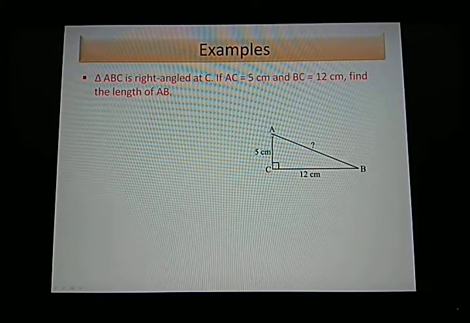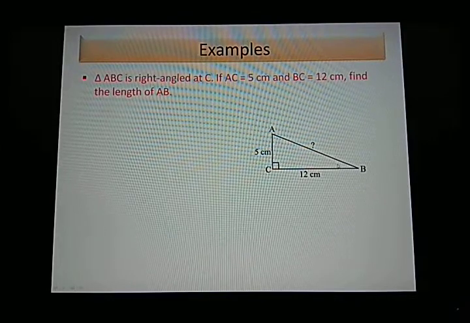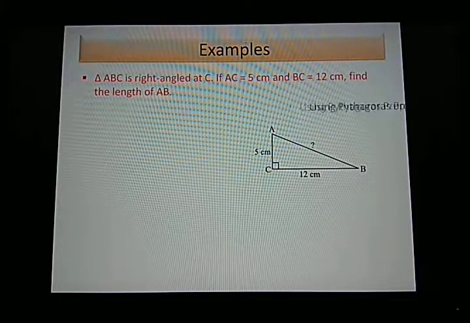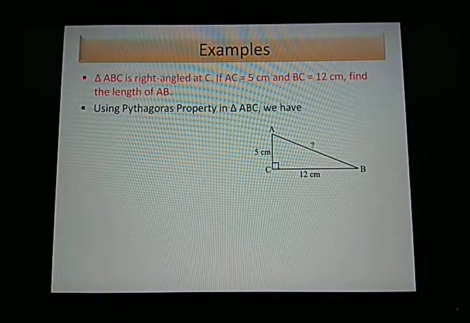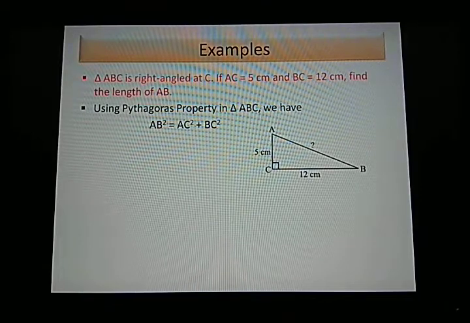Now if you see carefully here, AB is what? AB is the hypotenuse. So we can use the Pythagoras theorem here, or you can use the Pythagoras property. So using the Pythagoras property in triangle ABC, what can we write? We can write AB square is equal to BC square or AC square, whichever you want to write, plus BC square.